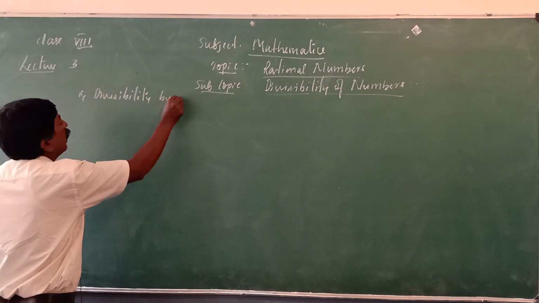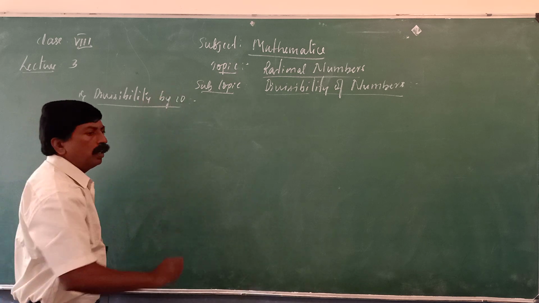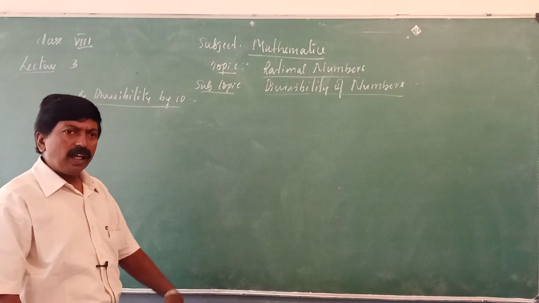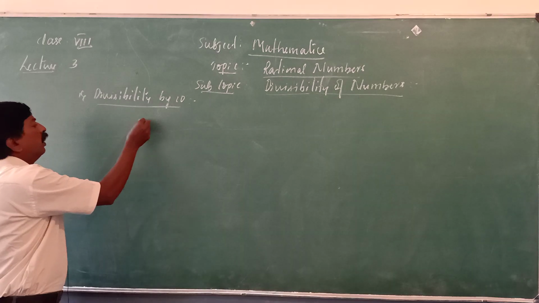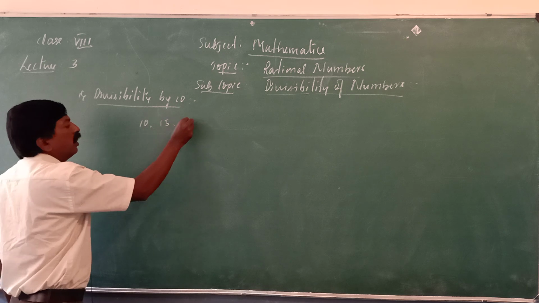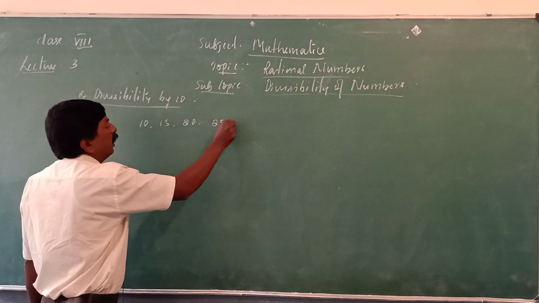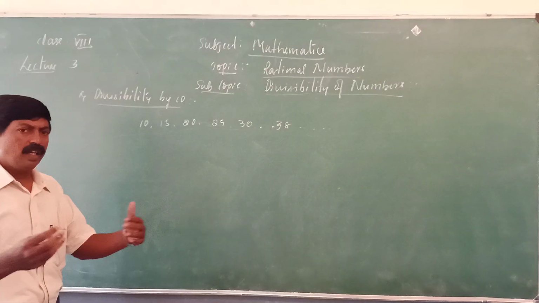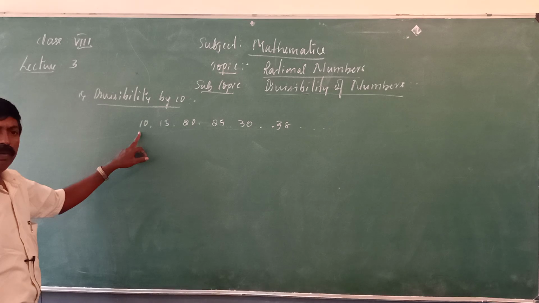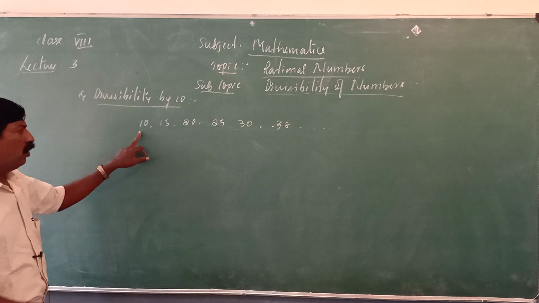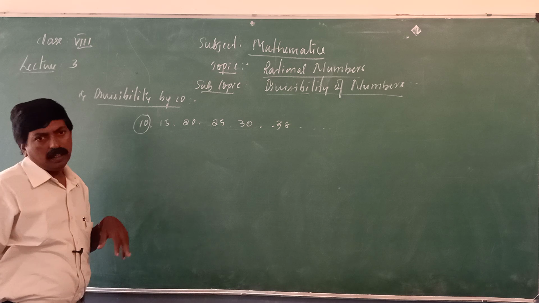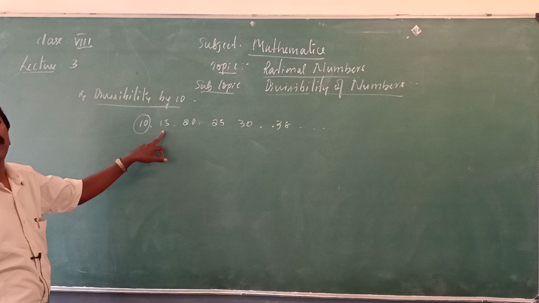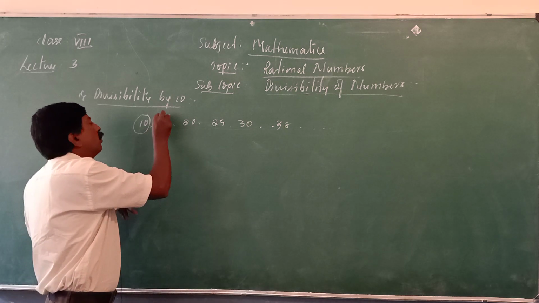Divisibility by 10. Let's see what is the rule behind divisibility by 10. So you have to take any number. For example, 10 is a number, 15 is a number, 20 is a number, 25, 30, 38, etc. Let us divide by 10. So 10 divided by 10, the remainder is 0. Therefore, 10 divides by 10. 15 will not divide exactly. We won't get remainder as 0. Therefore 15 will not divide.